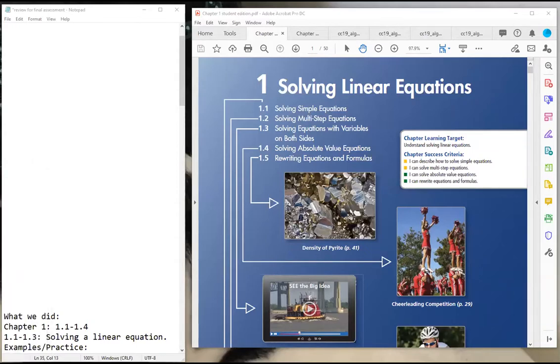Sorry, just rearranging something here. So that had to do with how to solve a linear equation, for example, 2x plus 3 equals 0. We've been using this so much throughout the course.